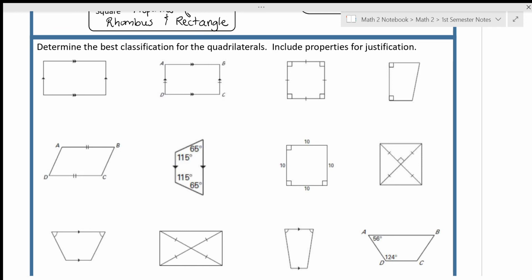So on the first shape here, the only information we have is that we have opposite parallel sides. We don't have that it looks like a rectangle. I know a lot of us are going to say, oh yeah, it's definitely a rectangle. It looks like it, okay? We got to be more specific now. We can only state what we know to be true for sure, okay? And so the only thing that we know for sure about this shape is that it is a parallelogram, because it has two pairs of parallel sides.